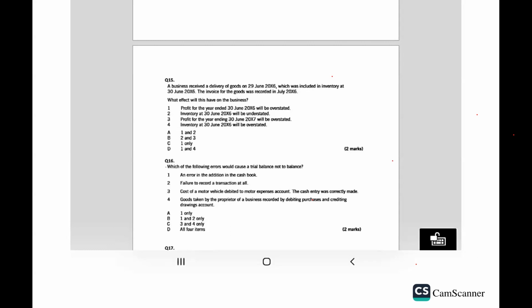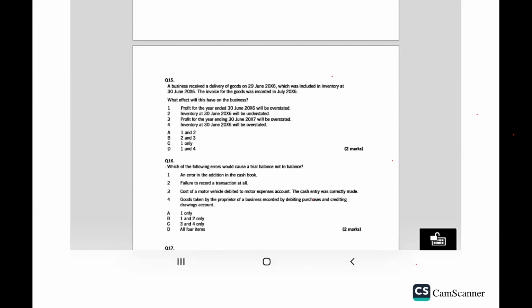Question 16 says, which of the following errors would cause a trial balance not to balance? An error in the addition in the cash book, failure to record a transaction at all, cost of motor vehicle debited to motor expenses account, the cash entry was correctly made, goods taken by the proprietor of a business recorded by debiting purchasing and crediting drawings account.